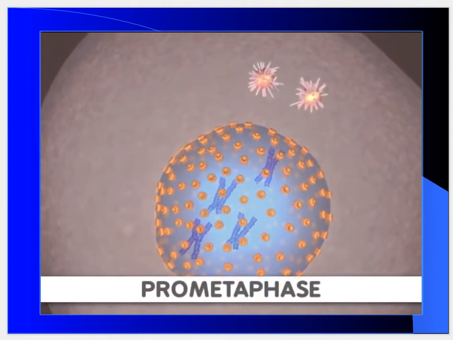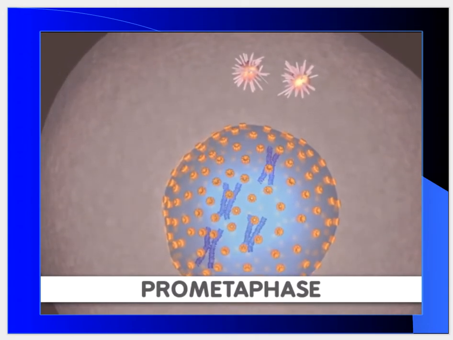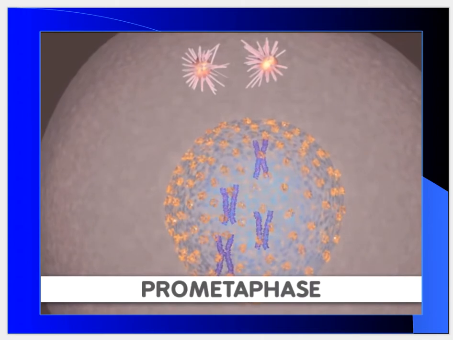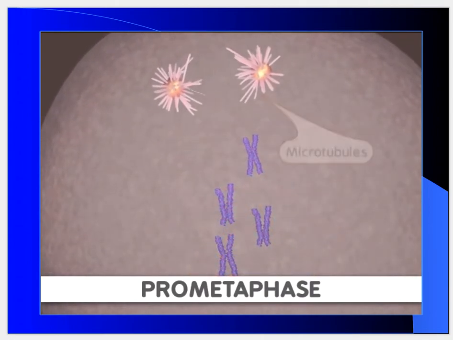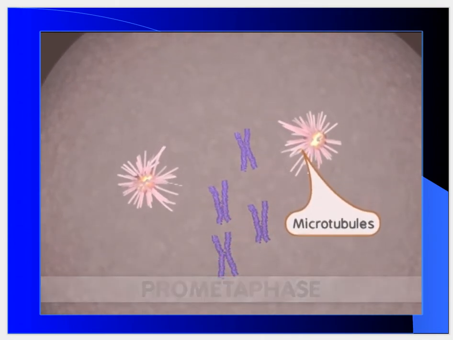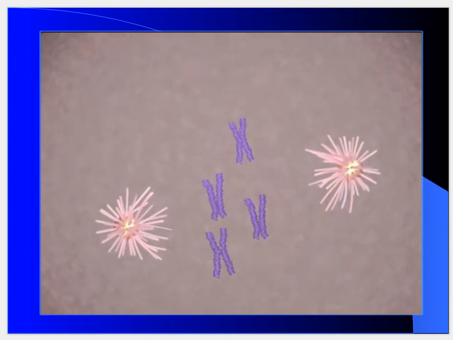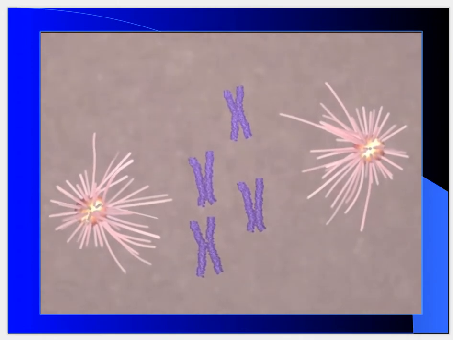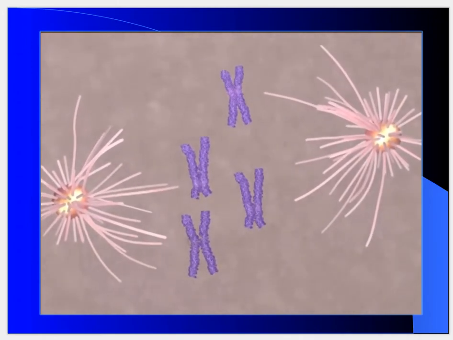Next, prometaphase begins when the nuclear membrane is broken down. At the same time, microtubule strands, or spindle fibers, are growing from the centrosomes. These strands attach to a protein structure called the kinetochore. One kinetochore is attached to the centromere of each sister chromatid.